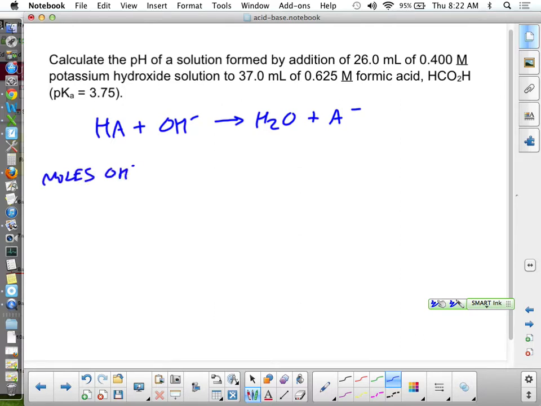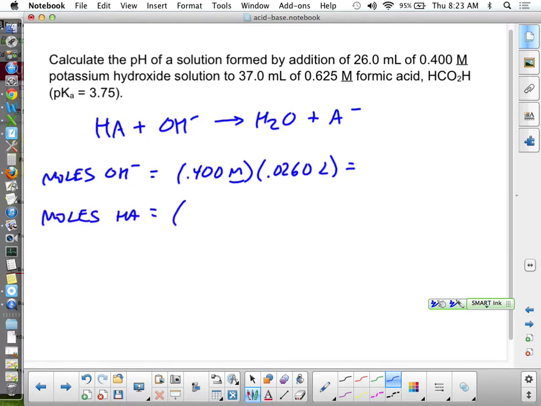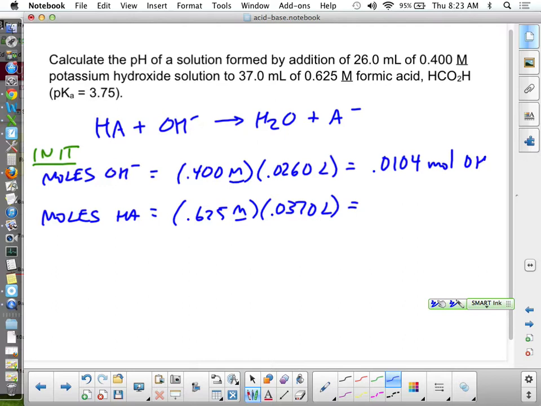So our initial moles of hydroxide, simply molarity times volume, 0.400 molar times 0.0260 liters equals, and our initial moles of HA is 0.625 molar times 0.0370 liters. And by the way, I'll indicate that these are our initial moles. And we're going to get 0.0104 and 0.023125. Since we are going to be doing subtractions with these quantities, I'm going to round to the correct number of sig figs, which is 3 here. So there's my initial moles of HA.